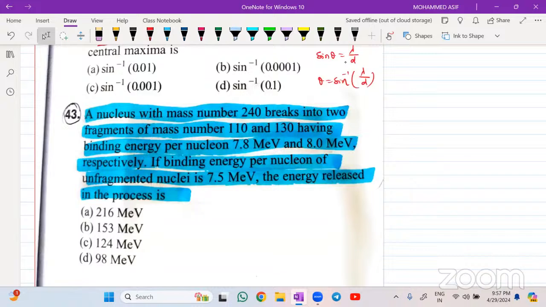Question number 43 देखो. Sir, I can't hear your voice. आप म्यूट हो गए क्या? देख लो बेटा एक बार. मेरे पास तो वॉइस जा रही है बस. Question number 43 देखो बेटा.